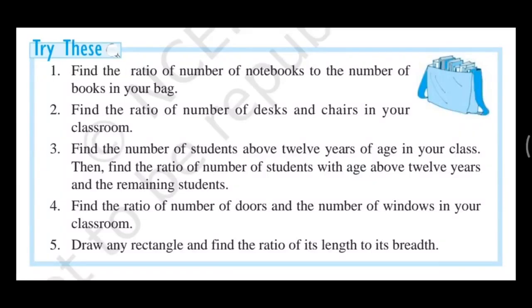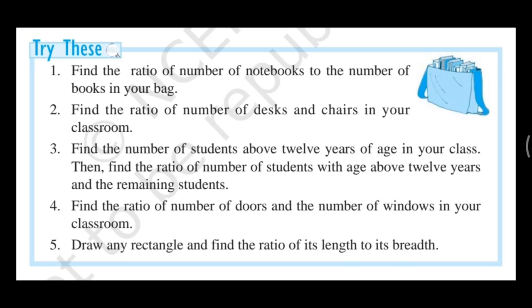We are doing Try These of chapter 12 given on page number 248. This Try These is based on your observations. Question number 1, find the ratio of number of notebooks to the number of books in your bag. कि आपके बैग में कितनी नोटबुक्स हैं और कितनी बुक्स हैं. So I will do all these questions by taking examples. You can change the value if you want.